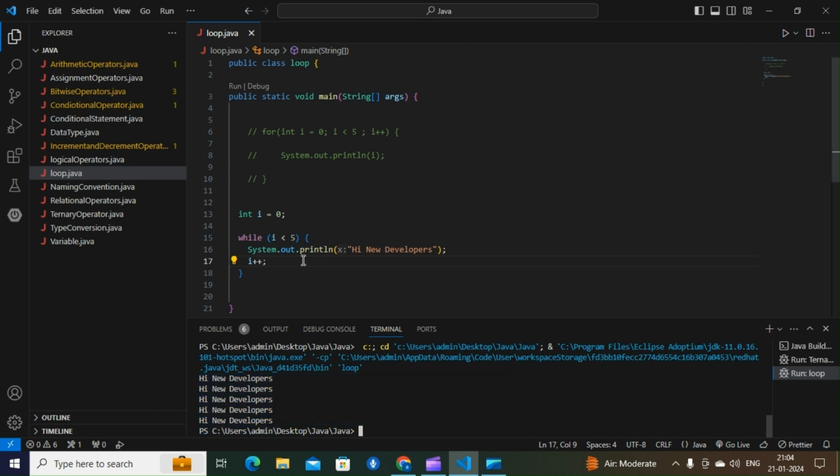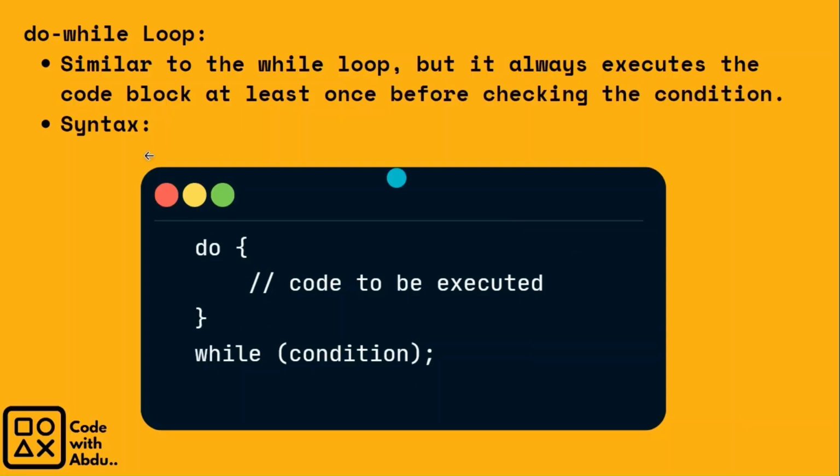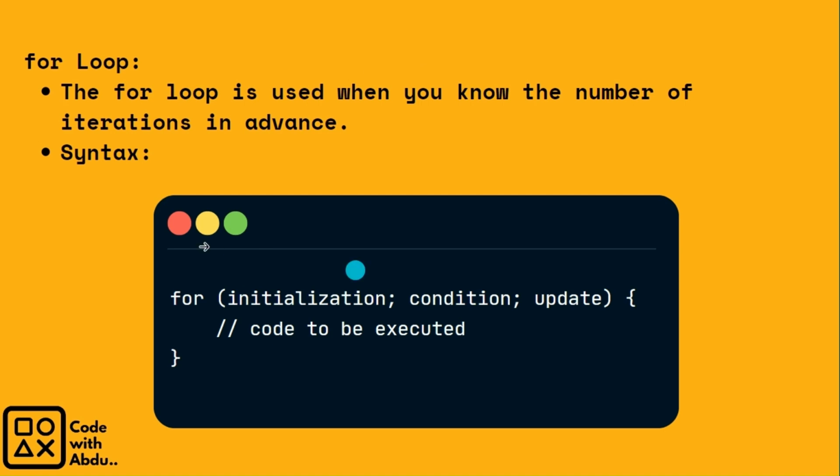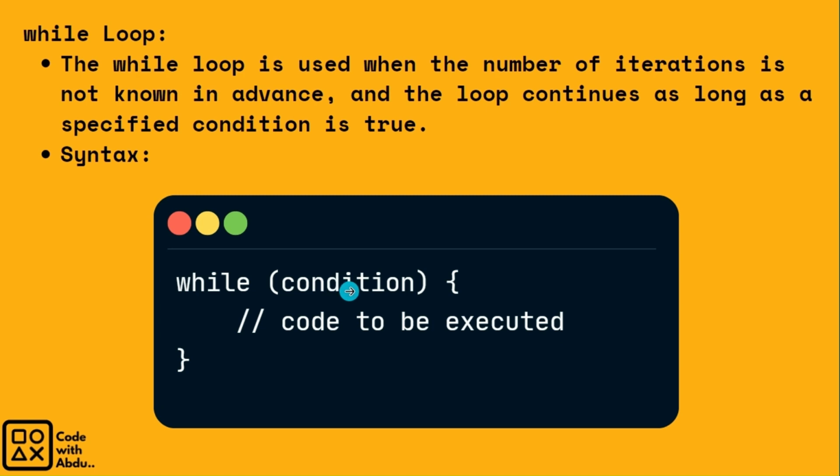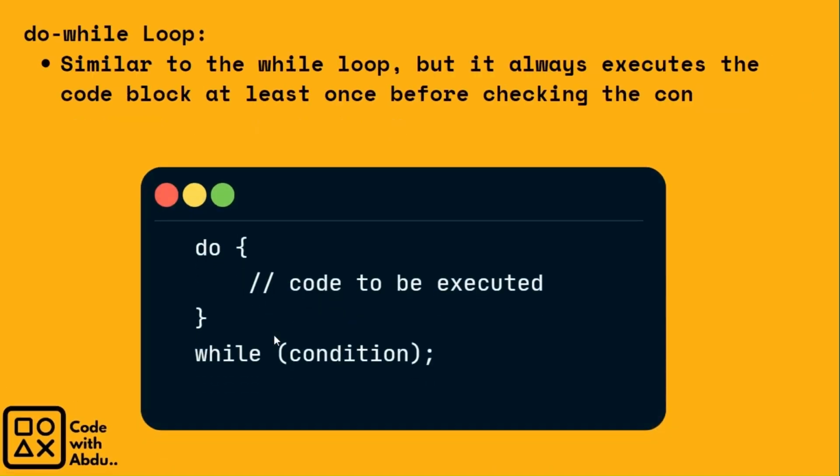Okay, so that's it, and next we have the do while loop. It is similar to a while loop, but it always executes the code block at least once before checking the condition. In a for loop, it initializes, first checks the condition, then updates. In a while loop, the condition is checked, and after that it updates. So for loop and while loop are the same, but the do while loop is different.